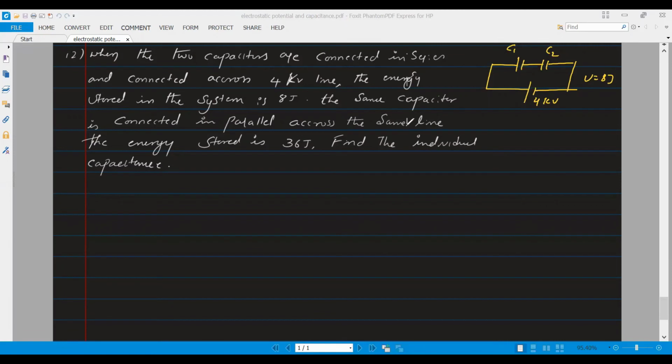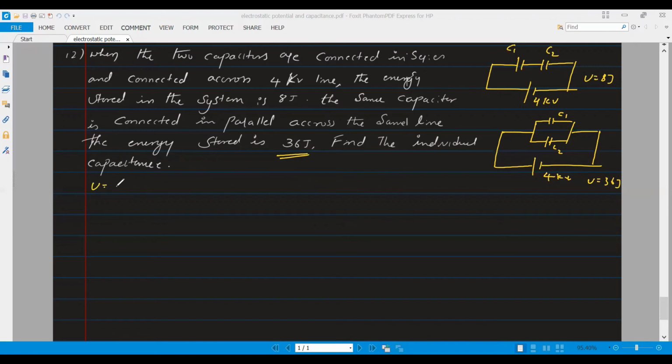Okay, the same capacitors are connected in parallel. If these same capacitors are connected in parallel, say this is the parallel combination, then C1, C2 are supplied the same voltage, that is 4 kilovolt. Now the energy stored is 36 joule. So across the same line, the energy stored is 36 joule. Find the individual capacitances. So we will go for the formula.